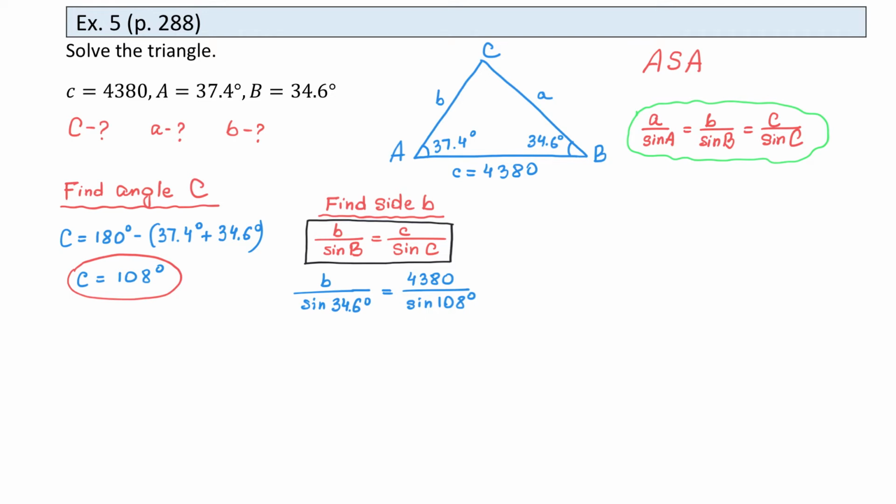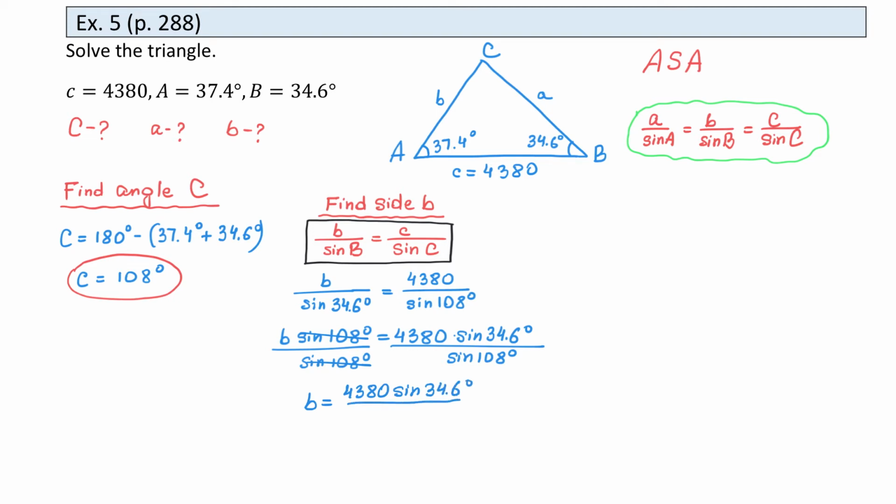From here we will use cross multiplying. First we will multiply B and sine of 108 degrees, then we will multiply these two numbers. So B times sine of 108 degrees equals 4,380 multiplied by sine of 34.6 degrees. Divide both sides by sine of 108. On the left side, sine of 108 will cancel. B equals 4,380 sine of 34.6 degrees over sine of 108 degrees, and B will be approximately 2,620. Next, we will find side A.